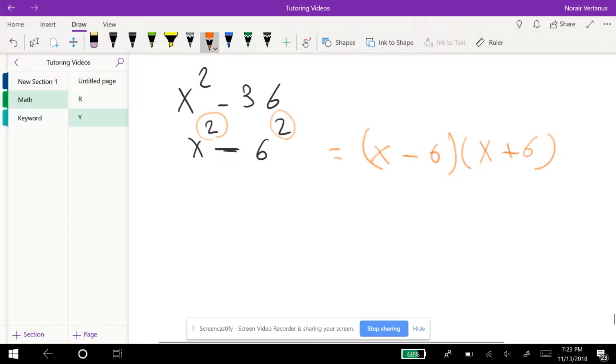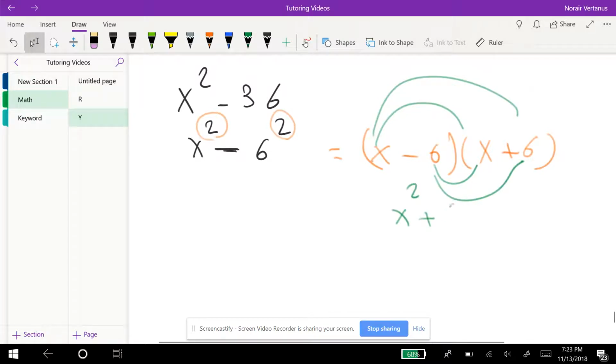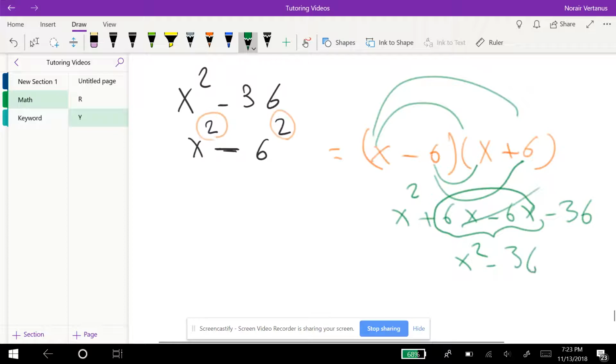So back when you were doing foiling, let's do the foiling and see why we get that. When you're doing foiling, you distribute each one of these into the binomial, like that. You get 4 terms, right? X times x is x squared. X times positive 6 is plus 6x. Negative 6 times x is negative 6x. Negative 6 times positive 6 is negative 36. See, these two cancel, 0. So you get x squared minus 36.